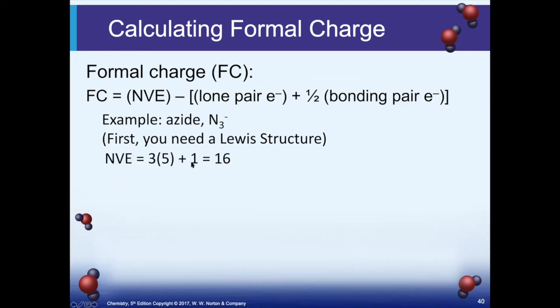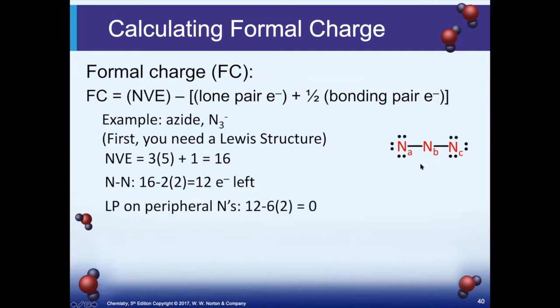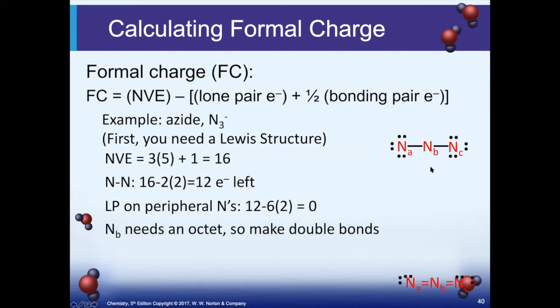Okay, so 16 valence electrons total in N3-. One thing that's going to be important is to distinguish the different nitrogens. You are going to use subscripts, and in this case, I just use subscripts A, B, and C. This is not Na as in sodium. This is N for nitrogen with the subscript A. And same thing, this is not niobium. This is nitrogen with the subscript B. Assigning all of the electrons, we get a Lewis structure with double bonds in it. And so there's our Lewis structure. Now we'll take it from there to start calculating formal charges.